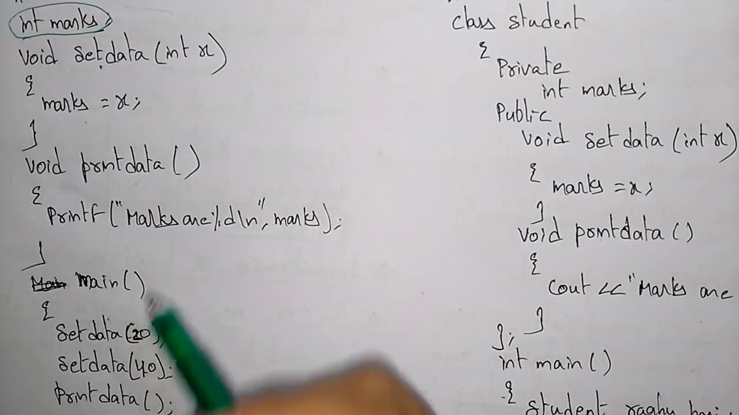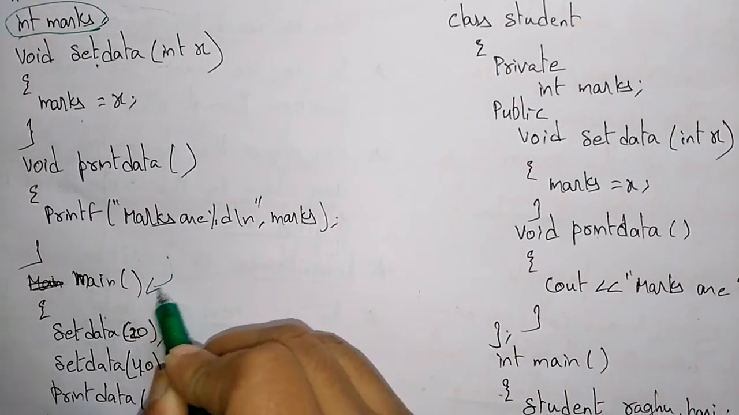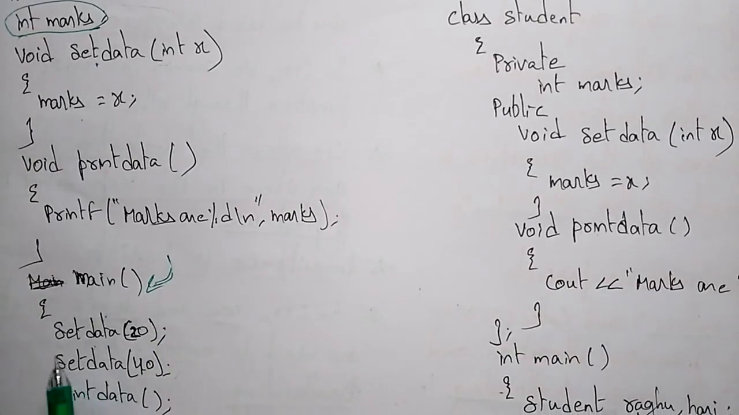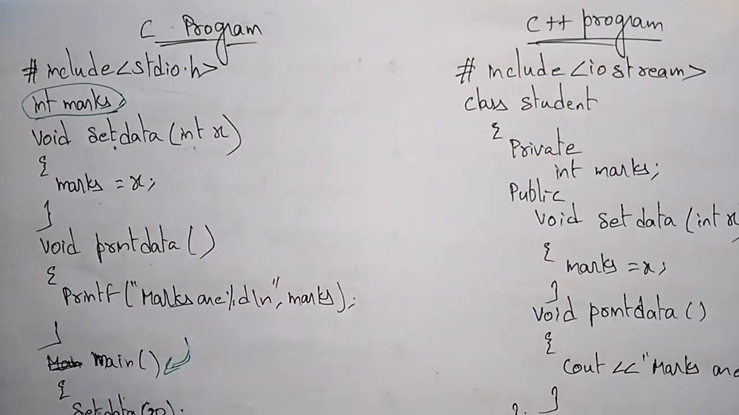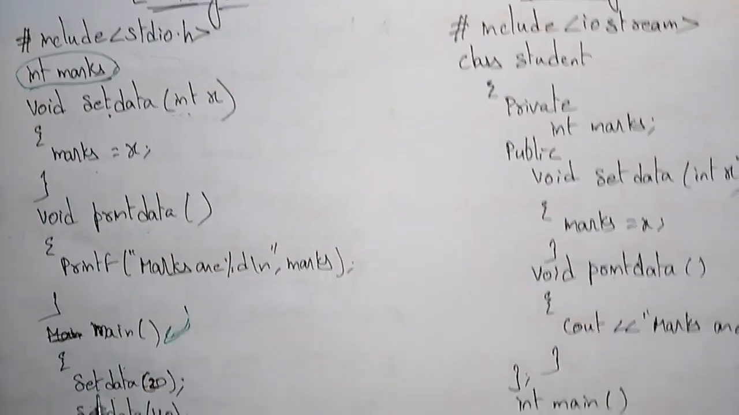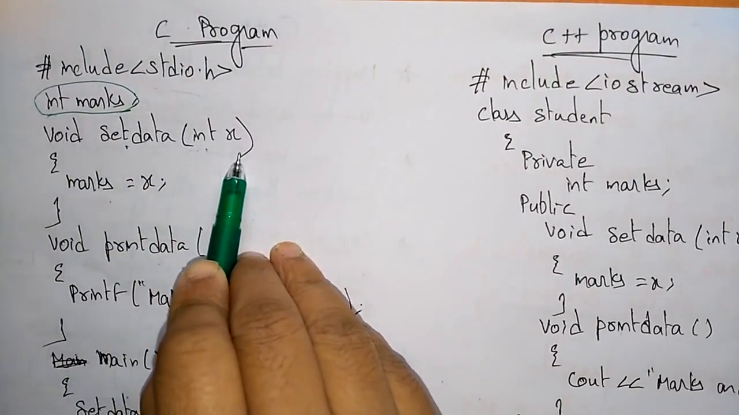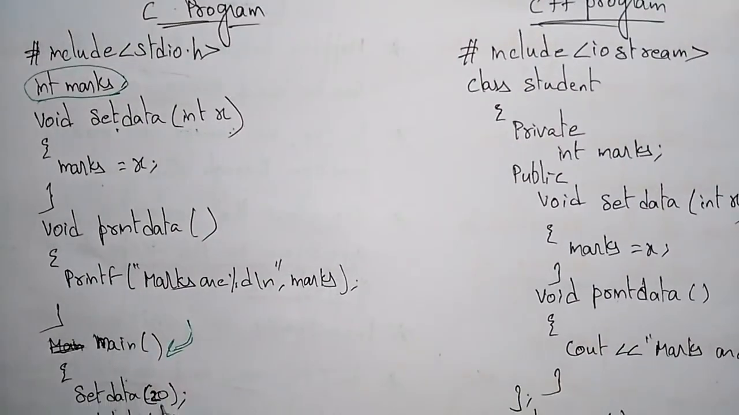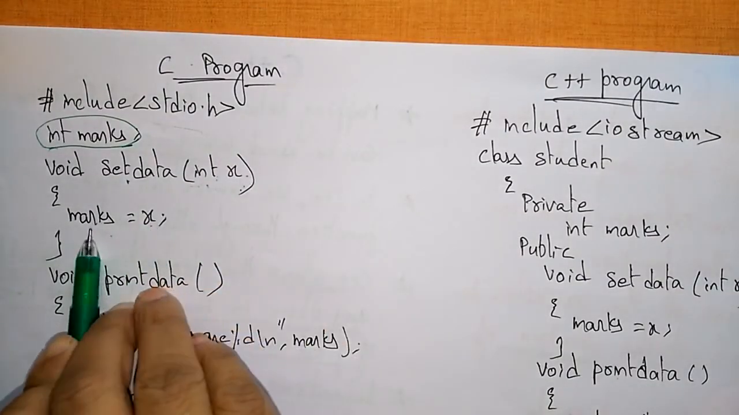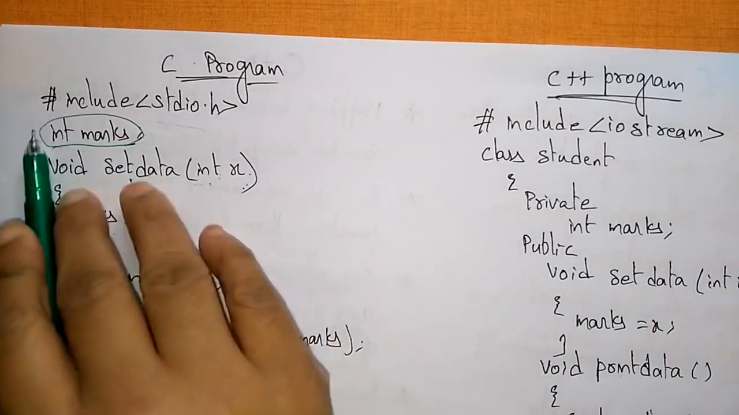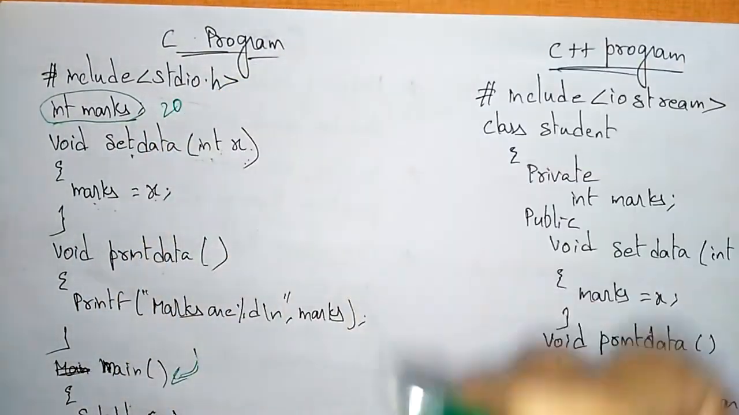Now coming to the main program. Whenever you execute the program, first it comes to the main program. In main, set_data is called, so it goes to this function. So it calls this complete function here: void set_data(int x). x is a variable, which I already said is 20. This 20 is an integer value that will be assigned to marks. This marks is declared globally. So now marks becomes 20.